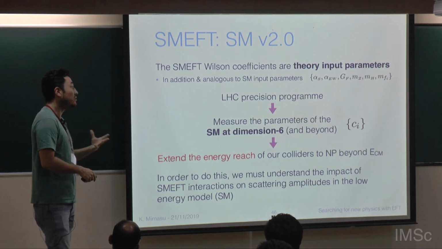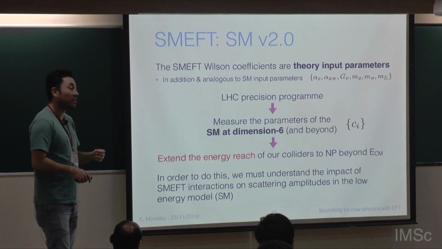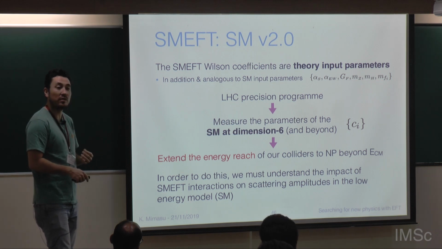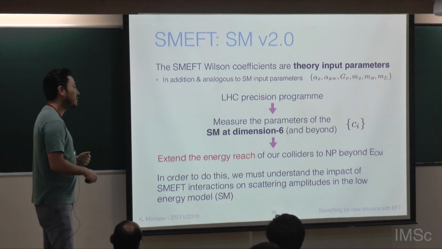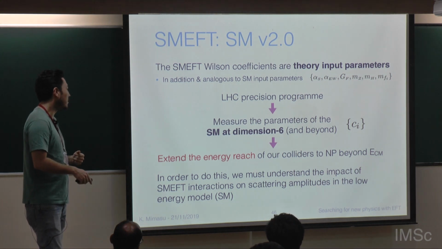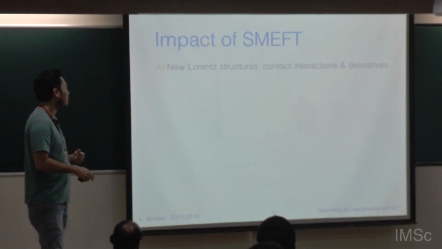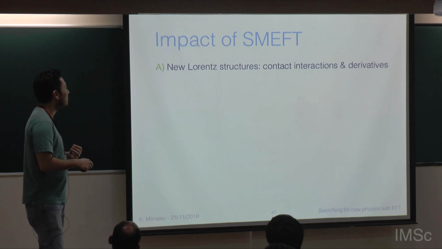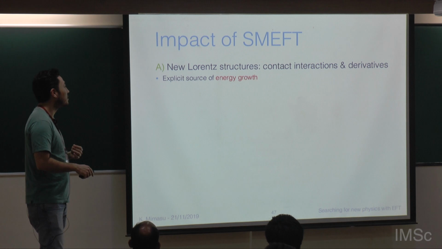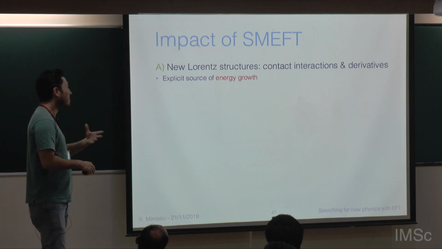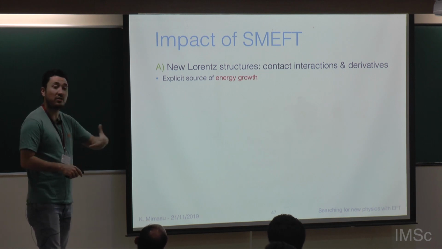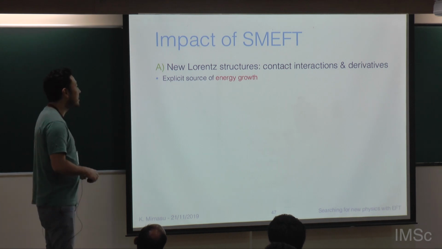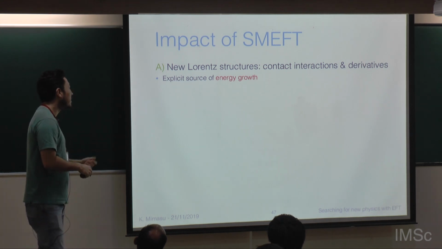Of course, these SMEFT interactions are going to affect the various scattering processes that we're able to recreate at the LHC in our low energy model of the standard model. So what we get generally from these operators is, of course, new Lorentz structures, because we have more mass dimension available. That means contact interactions or operators with lots more derivatives. These can be understood as an explicit source of additional energy growth in scattering amplitudes as a function of, say, kinematic variables.